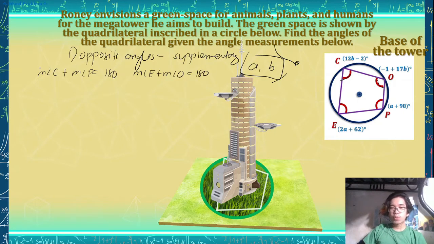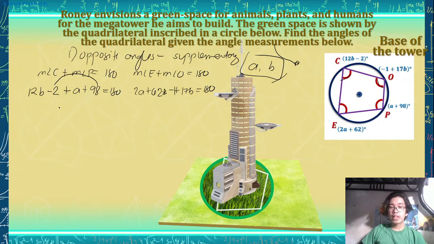Since the measurement of angle C is equal to 12b minus 2, we can add that to the measurement of angle P, which is equal to A plus 98, and all of that should give us 180 degrees. Then we have the measurement of angle E, which is 2A plus 62, and the measurement of angle O, which is negative 1 plus 17b, and it should be equal to 180 degrees. So 98 plus negative 2 gives us 96. So 12b plus A plus 96 is equal to 180.